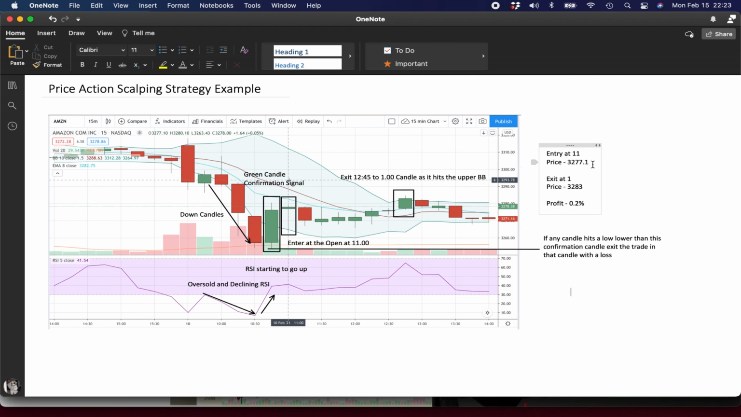So in this case, as an example, once the candle opens at 11 a.m., instead of buying the stock at 3277.1, let's say you buy an out of the money call option, like 2 strikes above this price. So I would say 3279 would have been a good price. Whatever the call option price was at that particular strike at around 3279, you just buy the call option and then stay in the trade until the stock price hits the upper Bollinger Band.